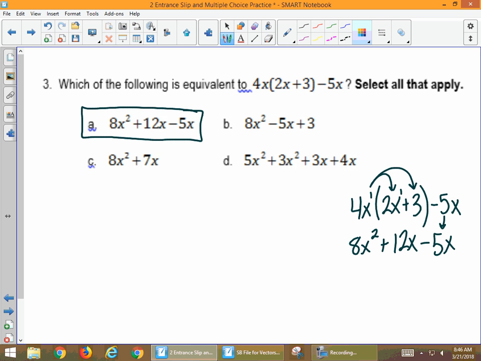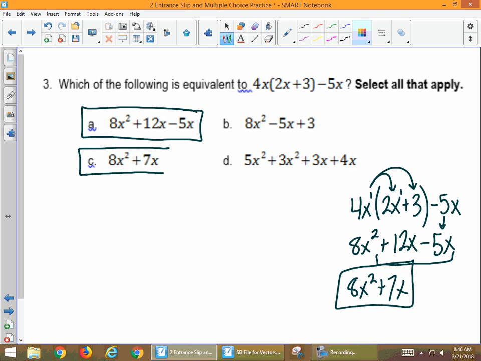Now we're going to simplify further. Which ones, we can combine like terms here. What are the like terms? Yeah, and what is 12 minus 5? So there's your fully simplified version. 8x squared plus 7x. Yep. And now we need to go and look at B and D and see if those are equivalent to what we have. Yeah. You think D is equivalent?